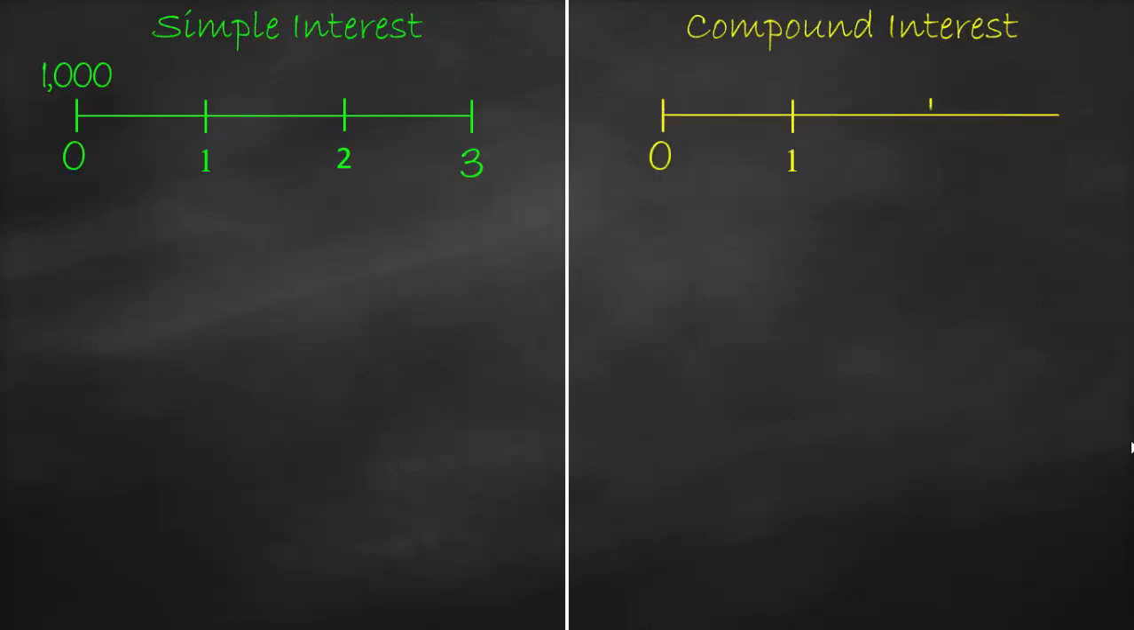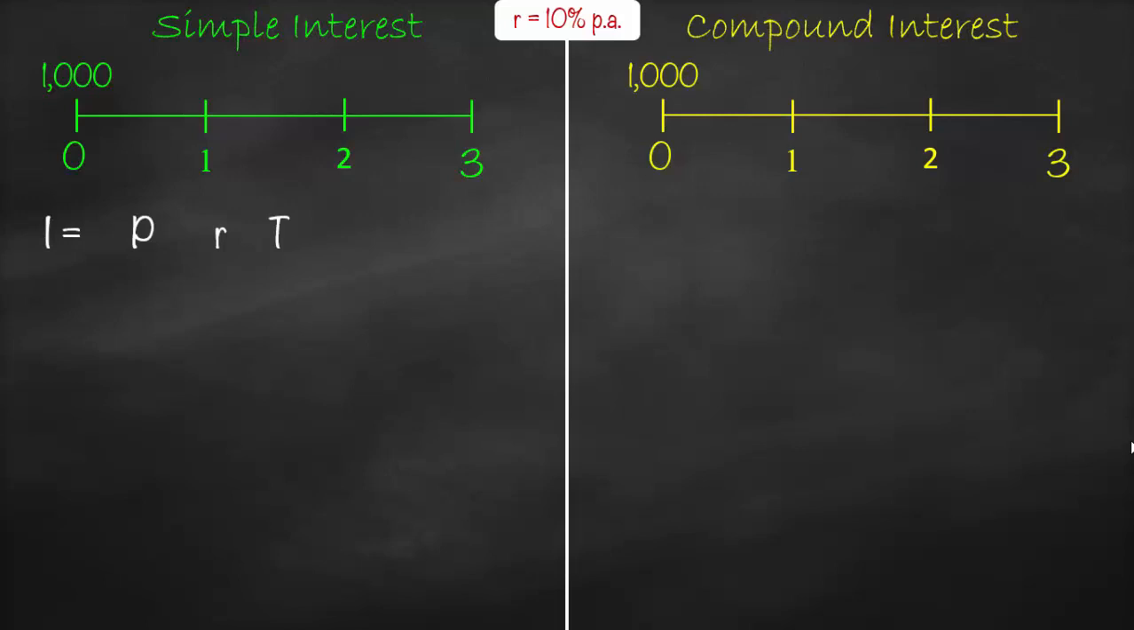The same with compound interest. We have a maturity of 3 years and we're going to deposit $1,000 today. Interest rate is 10% per annum, which is the same for both scenarios. The only difference is in the first scenario we use simple interest, in the second scenario we use compound interest. So let's start with the simple interest.